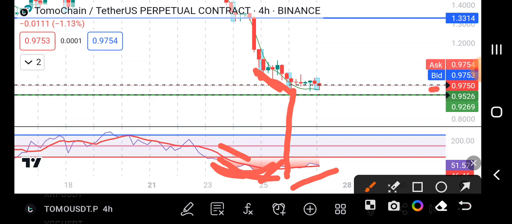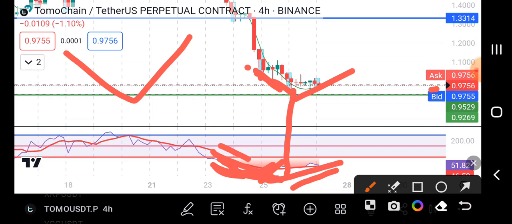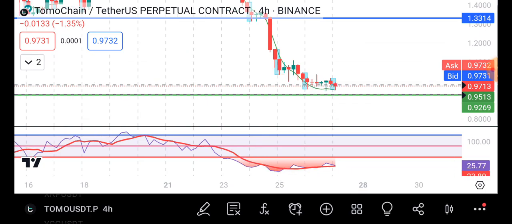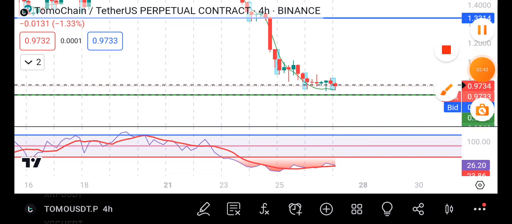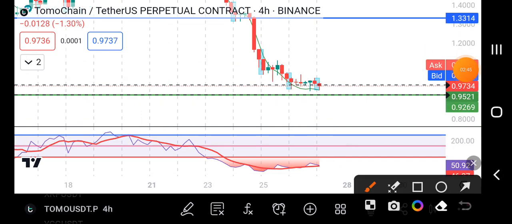Now this one has formed a V. You want to enter on the V shape. You see the V shape here. This is the point where you can enter your trade. You can either go to your 15 minutes chart and enter, or you do something here on your 4 hours. Let's zoom it.